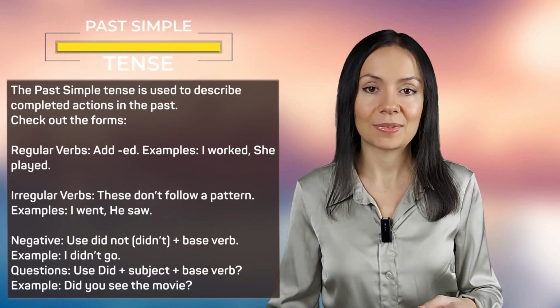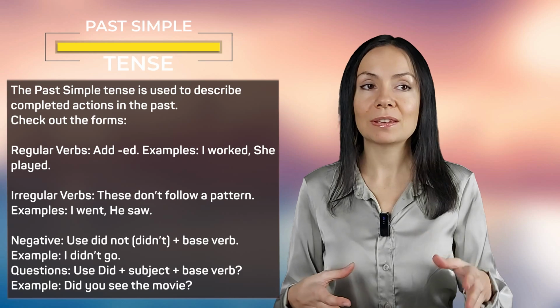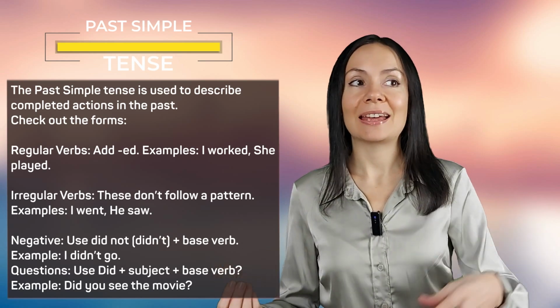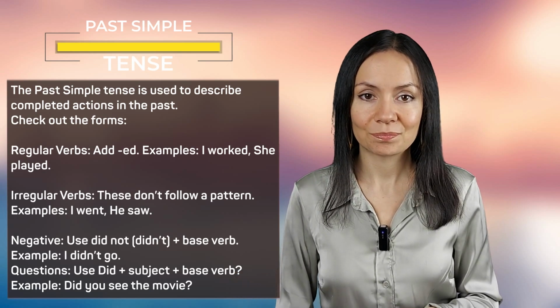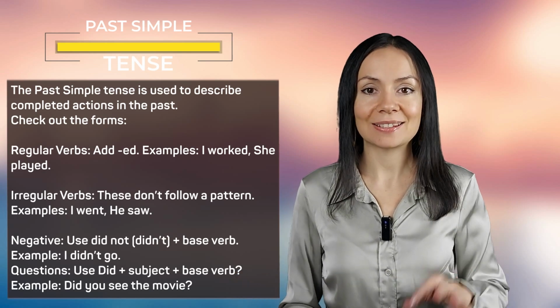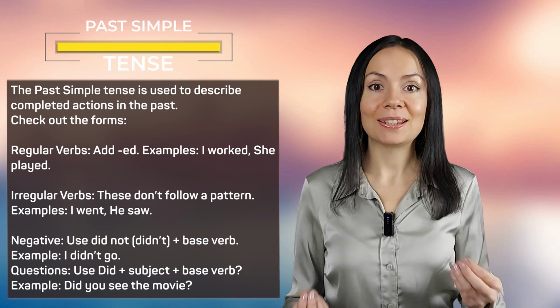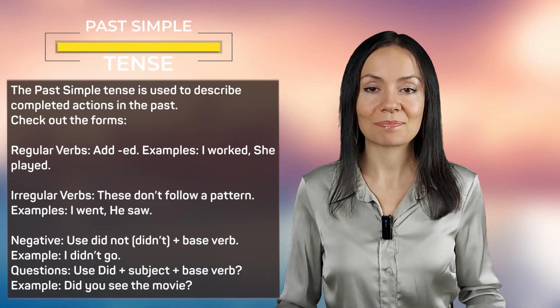Next, we're going back in time with the past simple tense. This is how we talk about things that happened and are finished. Let's take a closer look. The past simple tense is used to describe completed actions in the past.